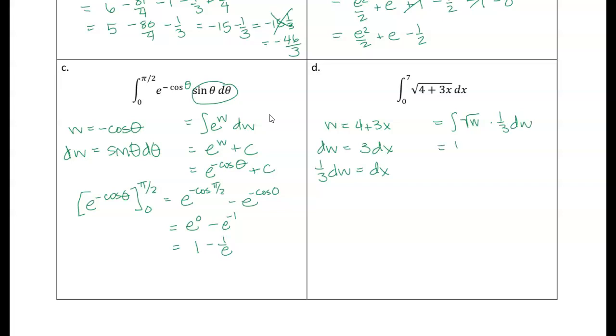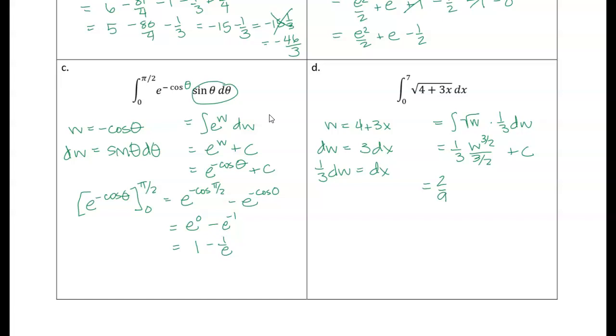And so I can bring the 1/3 out front, and I integrate basically w to the 1/2, I get w to the 3/2 over 3/2 plus c. All right, now I need to clean this up a little bit and then make the substitution. So, the reciprocal of 3/2 is 2/3. So 2/3 times 1/3 gives me 2/9.